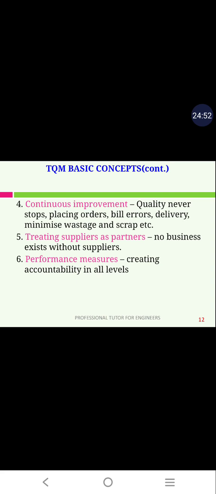So all those things have to be rectified and continuous improvement should be increased. So that is called continuous improvement. Continuous improvement is nothing but you should reduce the manufacturing time, and you should avoid unwanted errors and scrap. You need to reduce the scrap to the maximum.